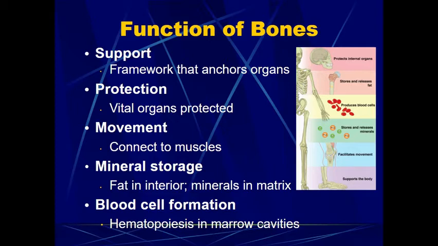Movement. The bones are connected to muscles, which allow us to move. More bones mean that there's going to be more fine motor ability. Mineral storage. Fat is stored interior of bones, and minerals are stored in the matrix. And then blood cell formation. Hematopoiesis is blood cell formation, and this happens in the marrow cavities of bone.